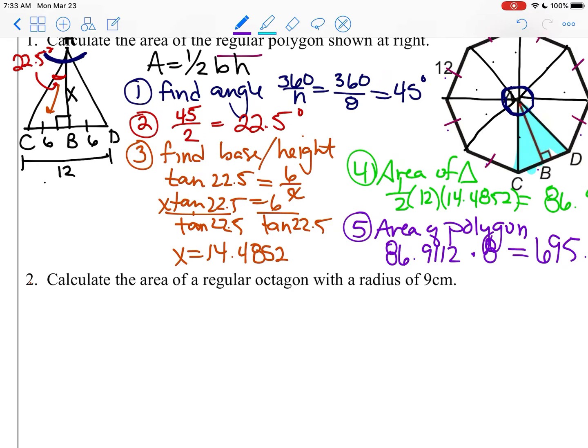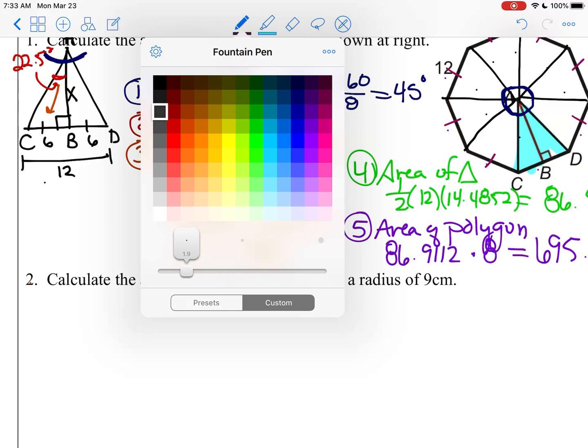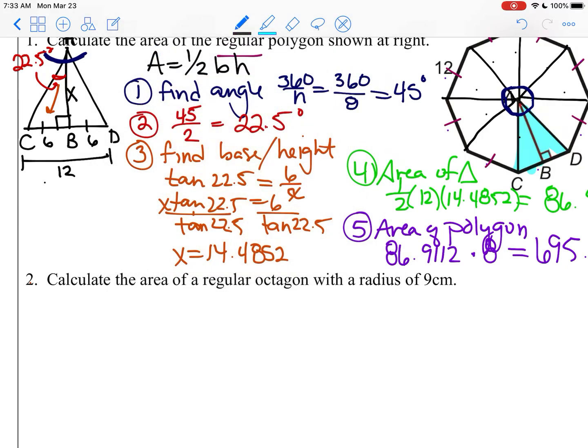So number 2, we have another octagon. This time we have a radius. So I'm going to start with my picture. I'm going to draw my triangle. The radius is 9, so that's this side out here. So I don't know the base or the height. I'm still going to draw in the apothem.